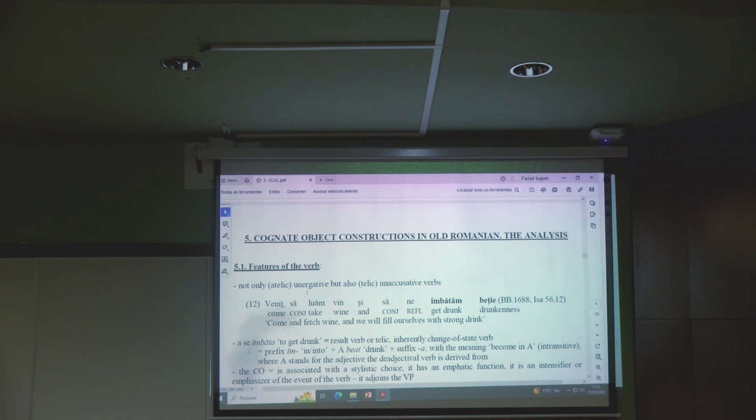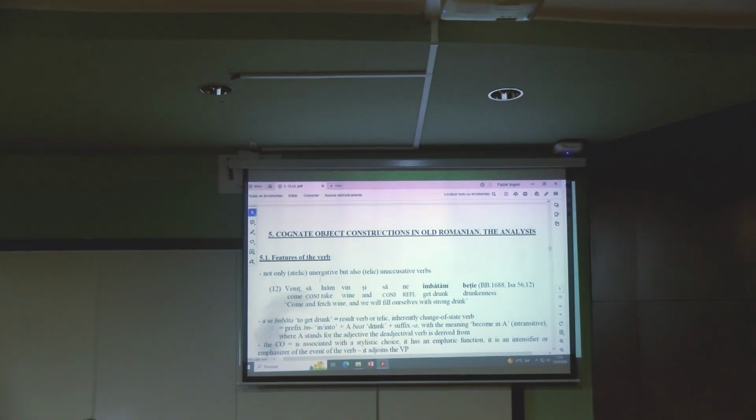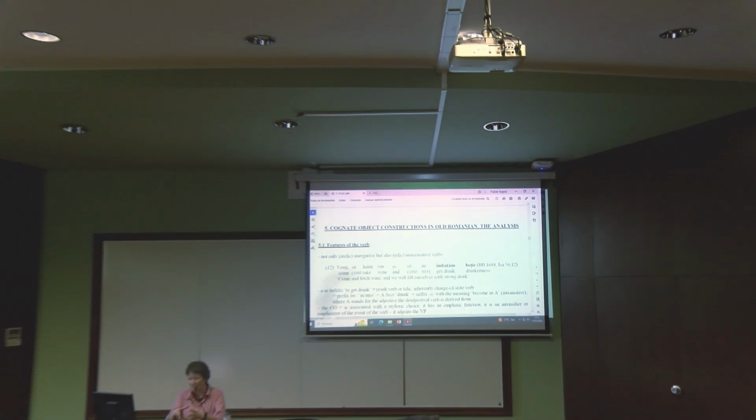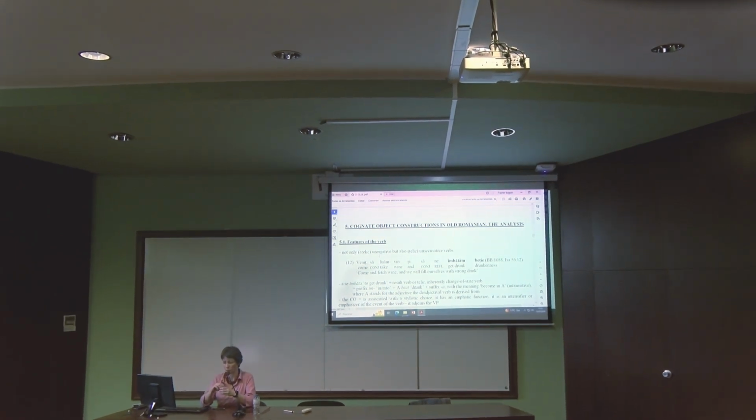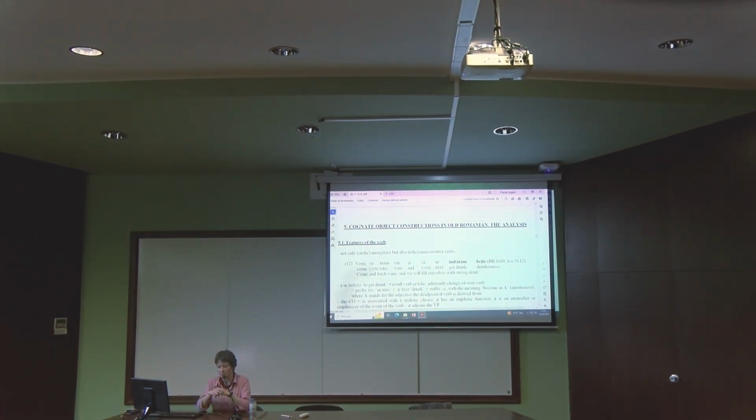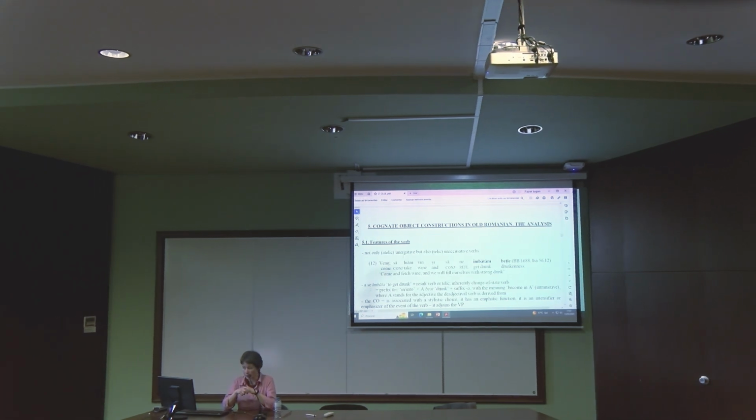Let's focus on the features of the verb. They are not only atelic, anergative, but also telic, unaccusative verbs. According to the definition given in the literature, aspectual COCs are built on prototypical anergative verbs, and this is what we expect. An atelic anergative verb combining with a cognate object construction, which is again derived from the root of the verb, gives rise to a telic construction.